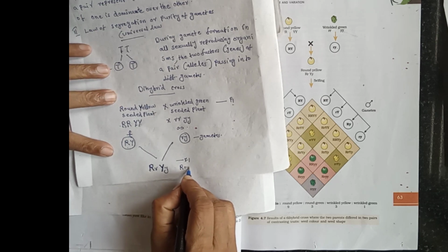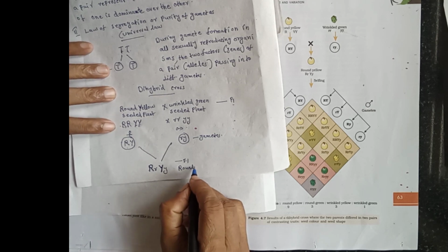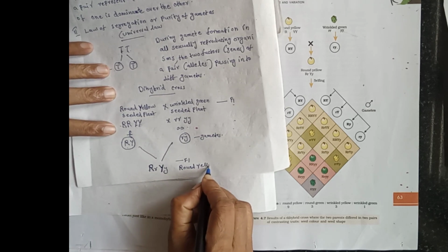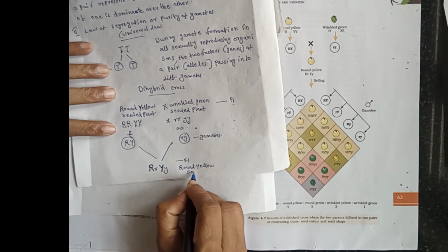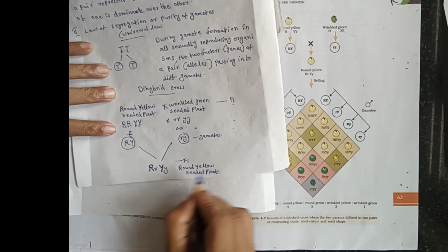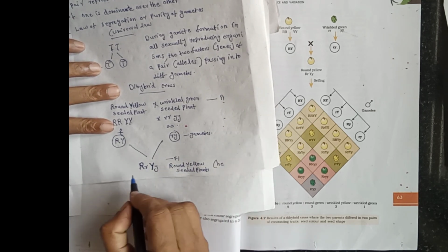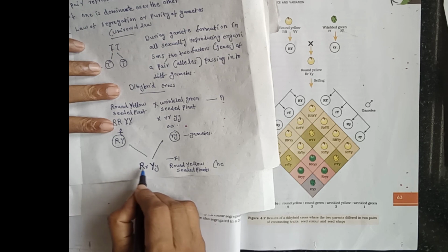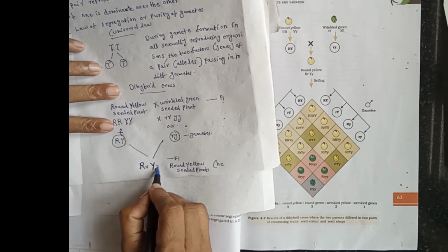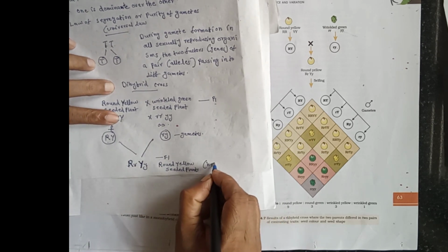Round yellow seeded plants as F1. All of them are heterozygous. So here two types of genes represent each and every character. So it is heterozygous.